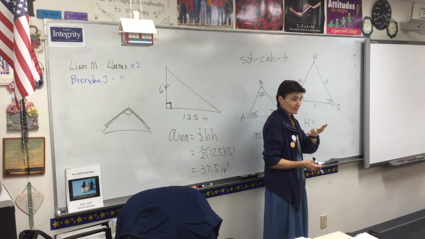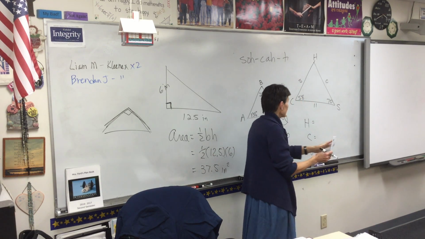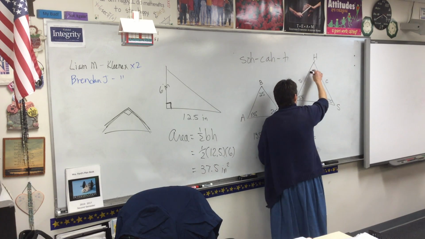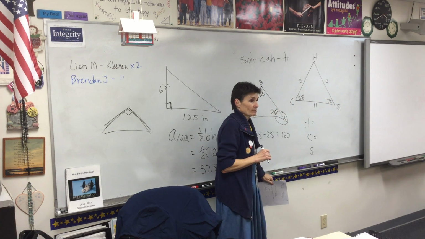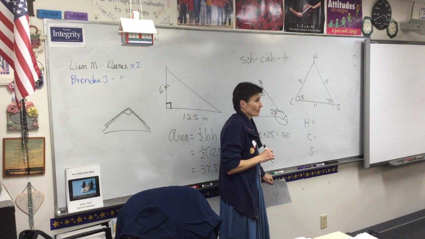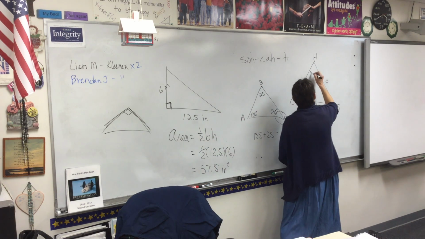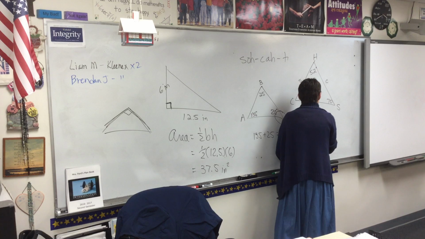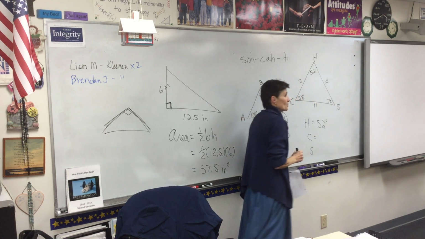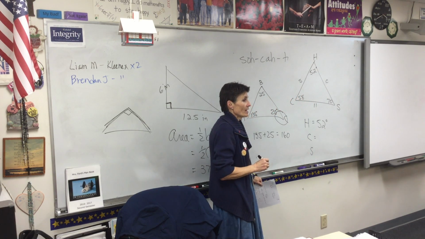Okay, got it? Now we're almost done. Hang on for a couple more seconds. Can you tell me how big angle H is? 52 degrees. How do we know angle H is 52 degrees? They all add up to 180.